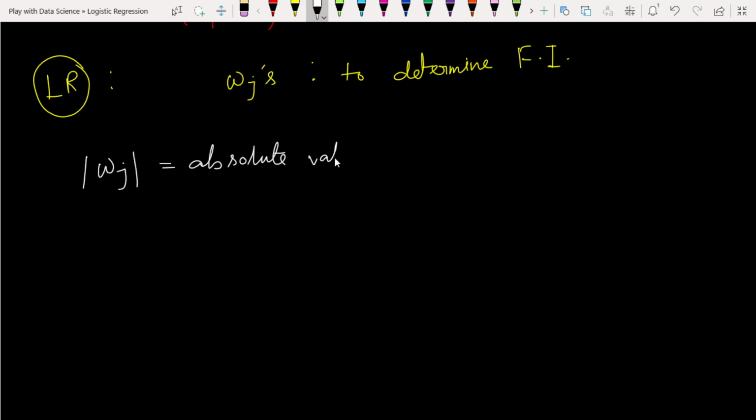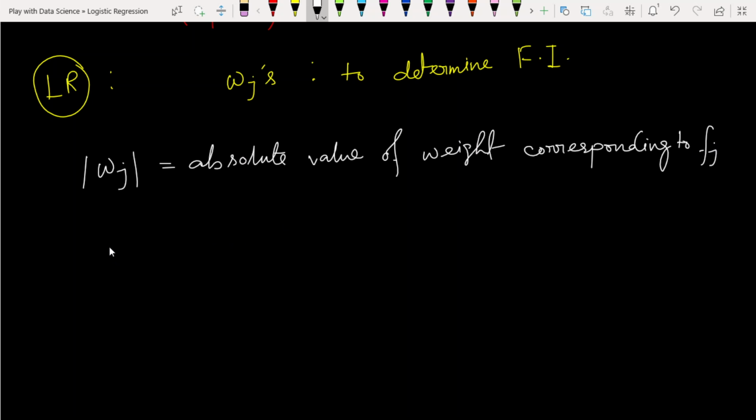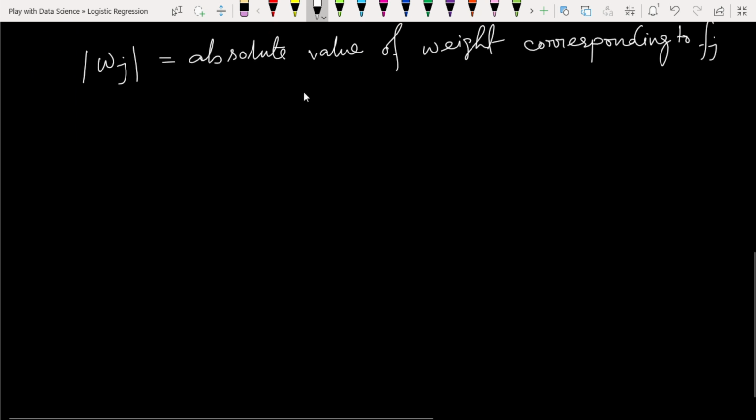First we calculate the absolute value of our weight corresponding to our features. Okay. Now let's take the primary concept of the logistic regression.